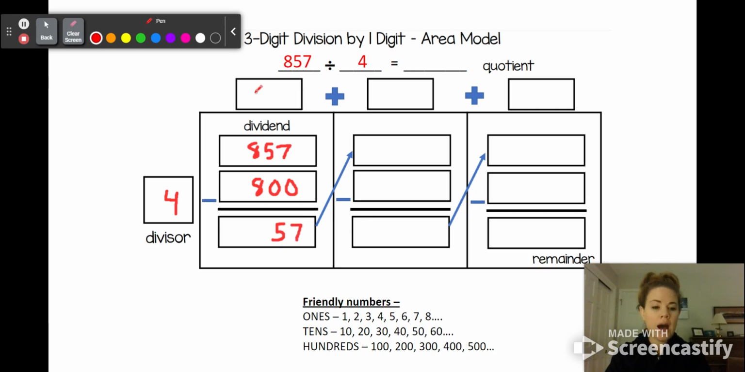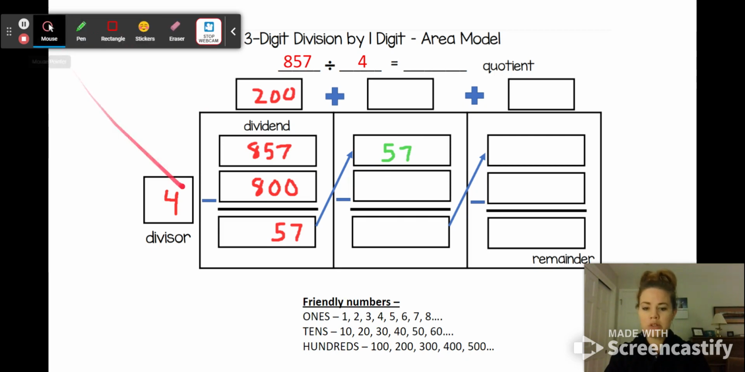Now up here in the top, we forgot to write, what did we multiply the 4 by to get 800? We multiplied it by our friendly number 200. So we're going to put the 200 up here. All right, we're ready to move into the tens column, people. Let's do this. We're going to bring this number 57 up that we have right there. Here's our 57. 57 is the next number we're going to divide by 4.